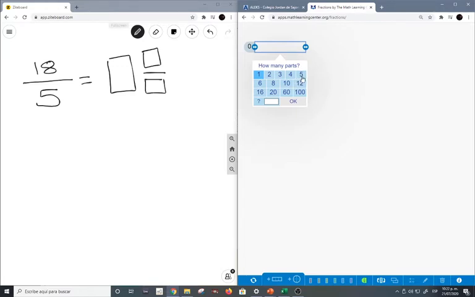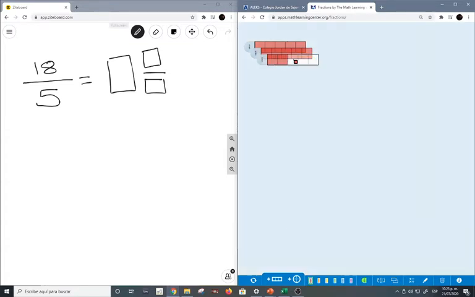As the denominator is 5, we have to divide each of the units in 5, and we have to color 18. This is not enough, so we have to continue doing the same thing until we have a total of 18 parts colored. Right now we have 10, we have to do it more. Right now we have 15, we have to do it once more. And now we have 18 parts colored in total.